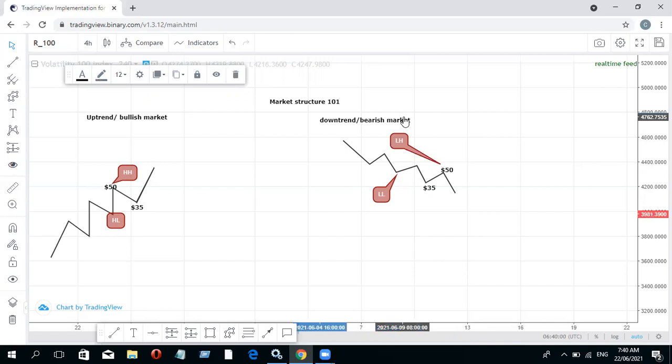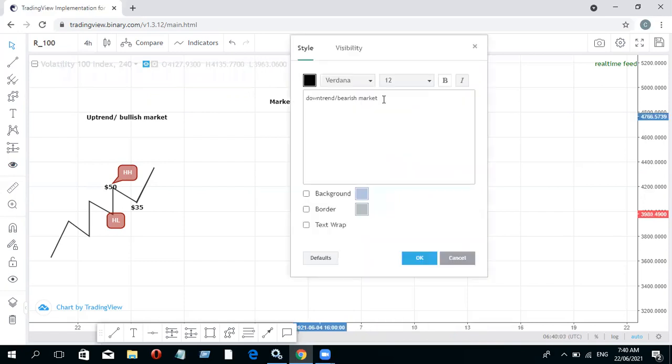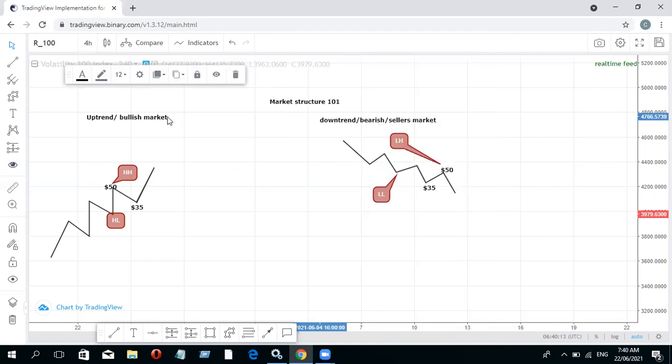Now let me just add something here. The bearish market also calls a seller's market. It's also called a seller's market. You can call the bullish market a buyer's market. So that is it for the two basic kinds of trending markets.